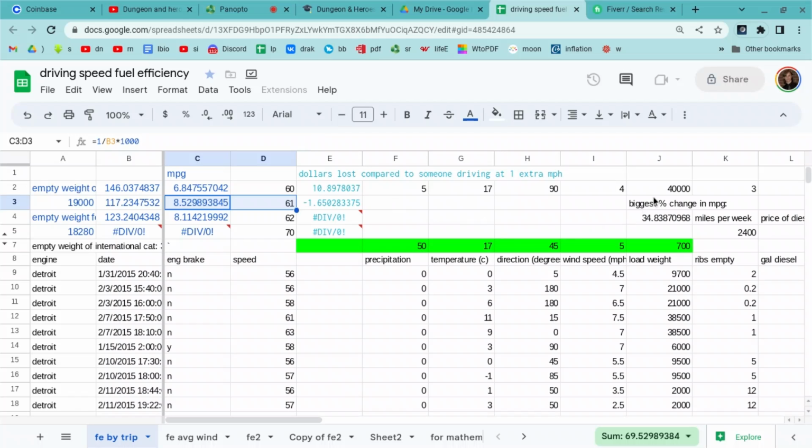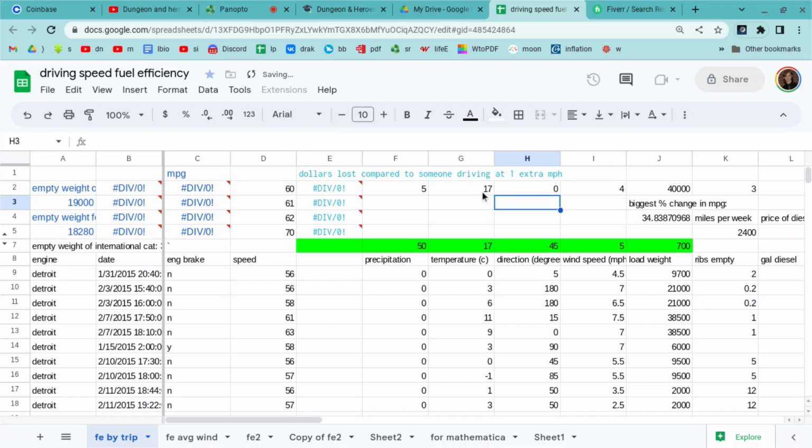61 is basically the optimal speed at 40,000 pounds. And then you change direction, and that makes a difference. So let's say the wind is blowing at us. There's not a lot of data for that, because we're looking within 45 degrees. This number means that we're looking at all the data where, whenever I took the data, the direction was between 0 and 45 degrees. So that's kind of tight, not a lot of data.